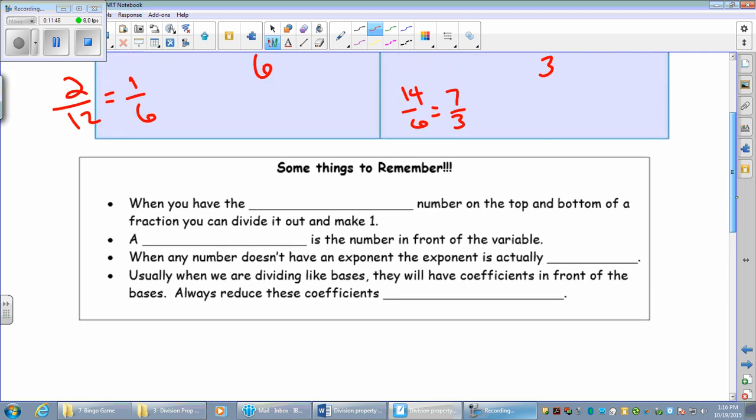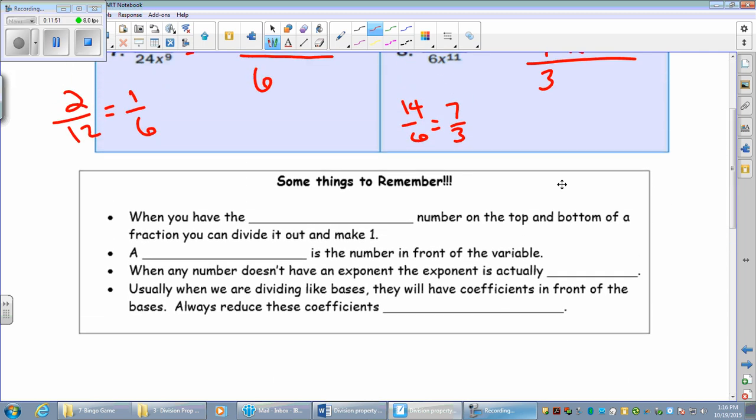I have some things to remember. When you have the same number on the top and bottom of a fraction, you can divide it out and make 1. A coefficient is the number in front of the variable. When any number doesn't have an exponent, the exponent is actually 1. Usually, when we are dividing like bases, they will have coefficients in front of the bases. Always reduce these coefficients first. Remember, you're going to have fractions in front of these guys.